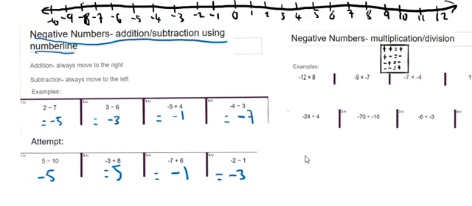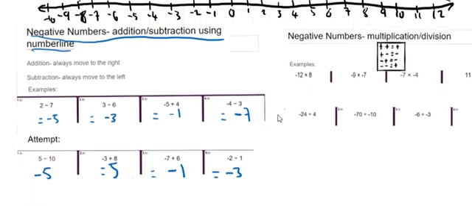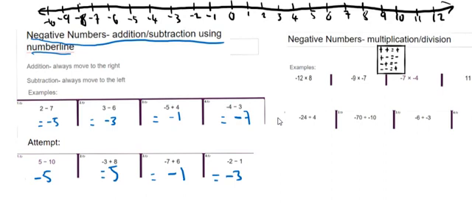So those are my 4 answers. So that's how you add and subtract with negative numbers. You use the number line and you just count. Minus means you're going to the left, adding means you're going to the right.